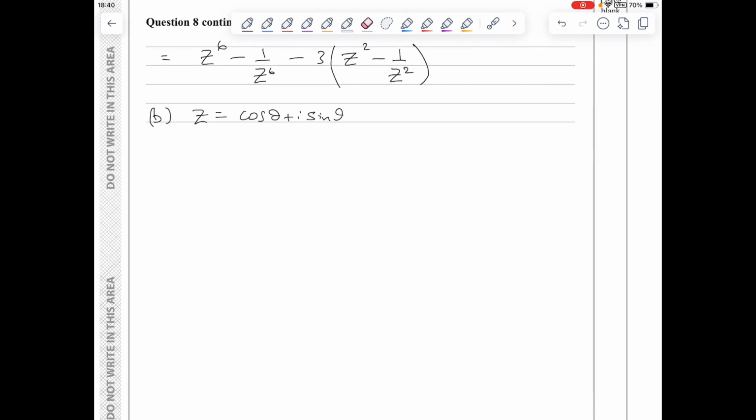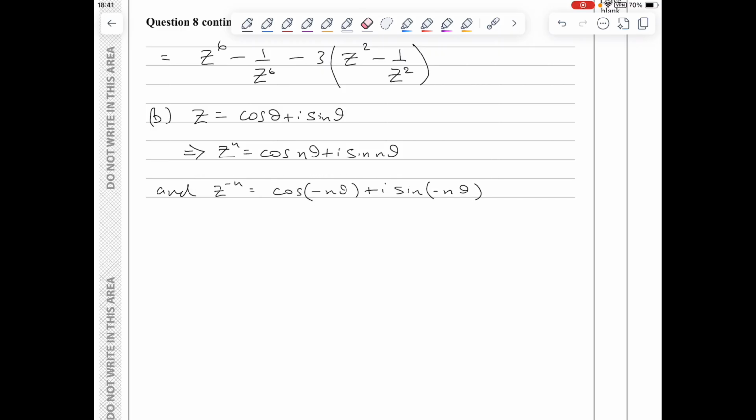Now in part B, I will start with z equals cos theta plus i sine theta, and I will use De Moivre's theorem so that z to the power of n is cos n theta plus i sine n theta, and also z to the minus n is equal to cos minus n theta plus i sine minus n theta. Now I can use properties of cos and sine, where cos of minus n theta is cos of n theta, and sine of minus n theta is minus sine of n theta.